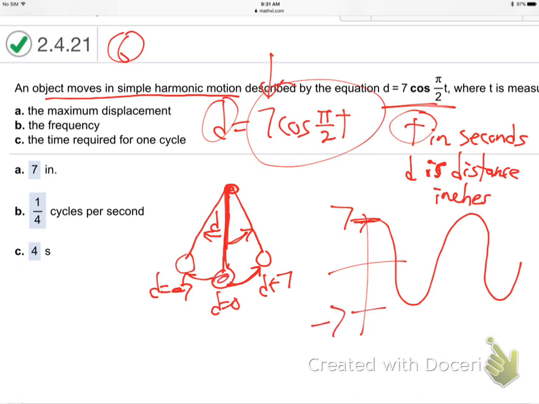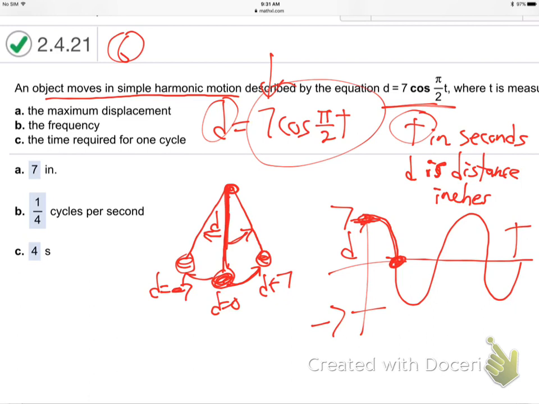Just like the displacement of this pendulum starts 7 away, goes to 0, negative 7, back to 0, back to 7, right? On this graph, you start at 7, go down to 0. The D would be the vertical axis here, and the time would be the horizontal axis. See how they take real life and represent it with trig?